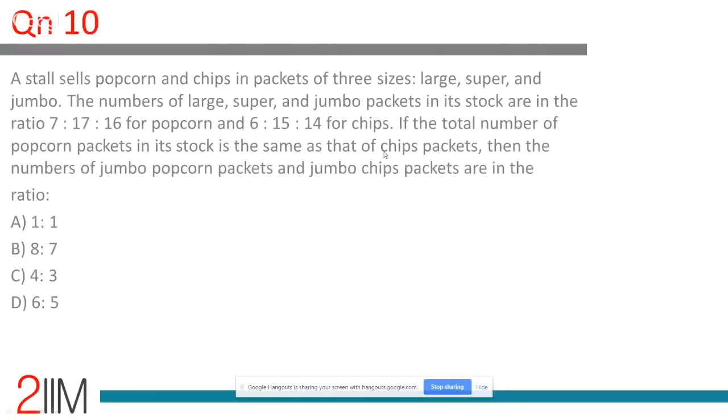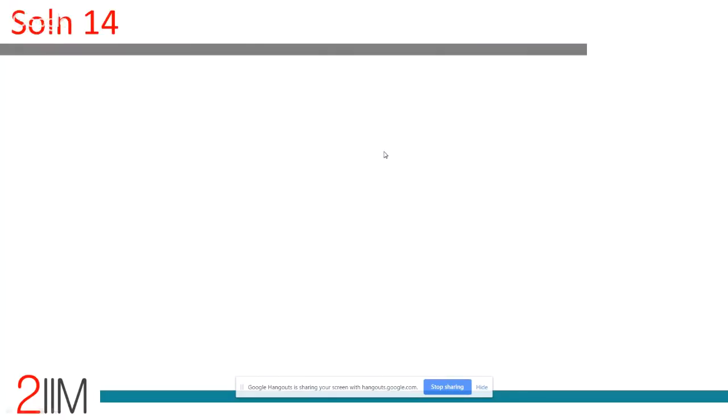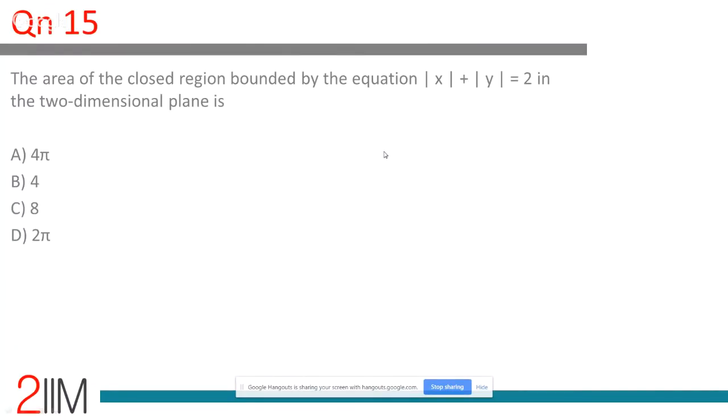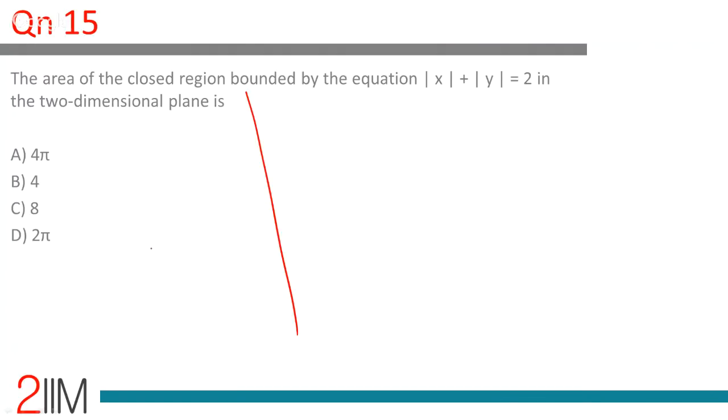Question number 14. I'm hoping to go back to 14. Now it should work. I still hope you guys can see the screen. We marked 9.5 here. Let's do this. The area enclosed by the region bounded by the equation mod x plus mod y equal to 2. This is a very simple question. I've done this a bunch of times. I'm going to just rush through this. The answer I know is 8.